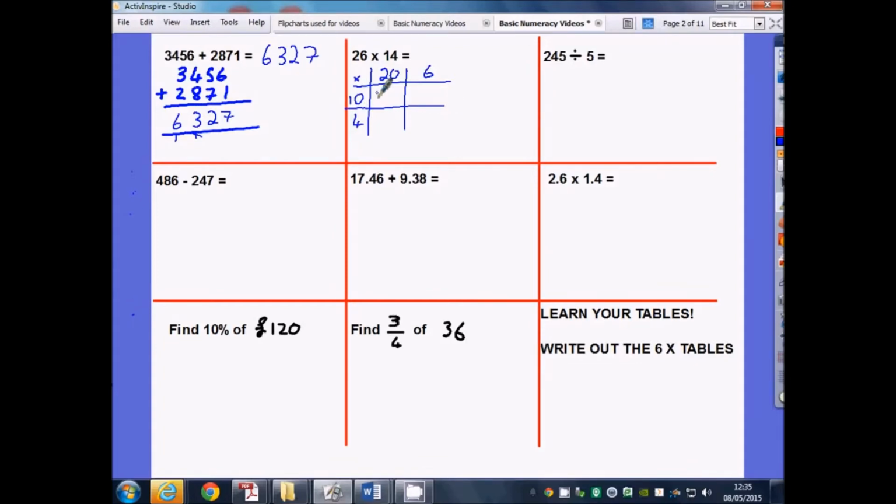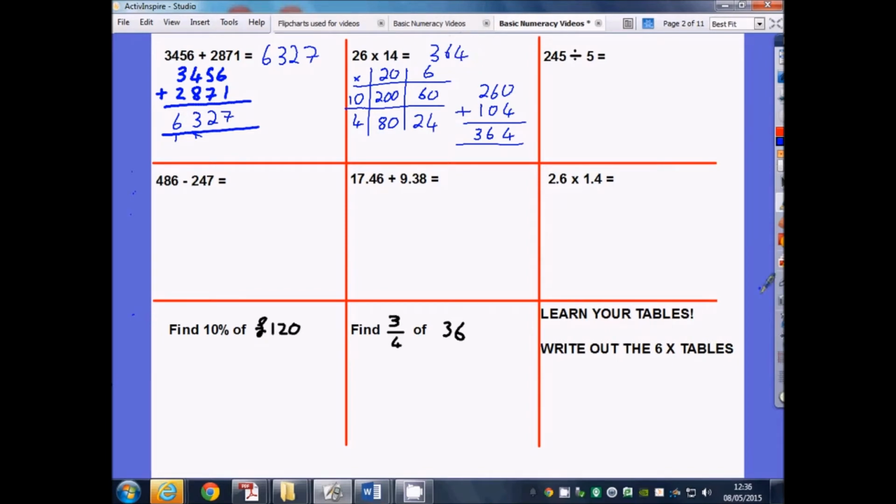20 times 10 is 200. 6 times 10 is 60. 4 times 20 is 80, and 4 times 6 is 24. And then we need to add those 4 together. So I've got 260 from these two, and I've got 104 from those, and we're adding. So then I use the column method just like I did in question 1, which gives me 4, 6 and 3. So the answer was 364. Hopefully you got those.